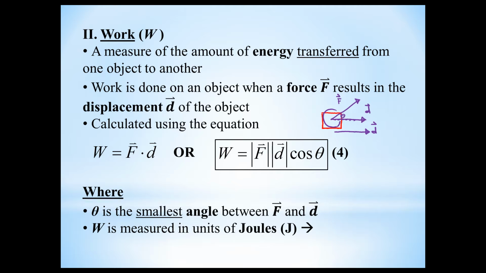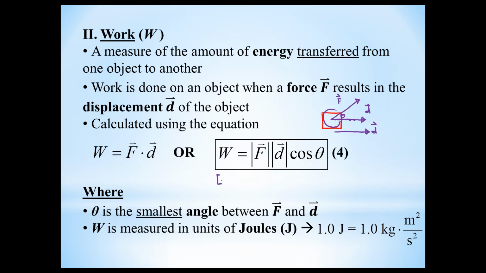Work is measured in a unit called a joule. If you break a joule down into its combination units, 1 joule is equal to 1 kilogram times meters squared per second squared. And we can derive that fairly easily.